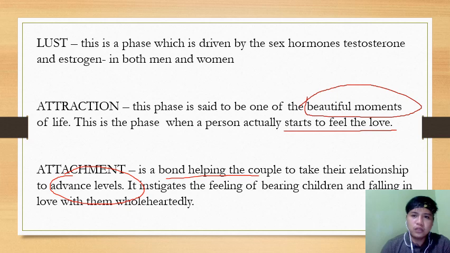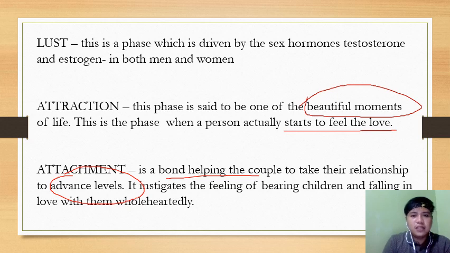So just to review, in the first phase, lust, we have the two sex hormones, estrogen and testosterone. And then in the attraction, we have the emotion hormones like adrenaline, dopamine, and serotonin, the happy hormones, the stress hormones, etc. Now, in the attachment part, the brain releases oxytocin. So the sex hormones and emotion hormones are replaced by the love hormone.